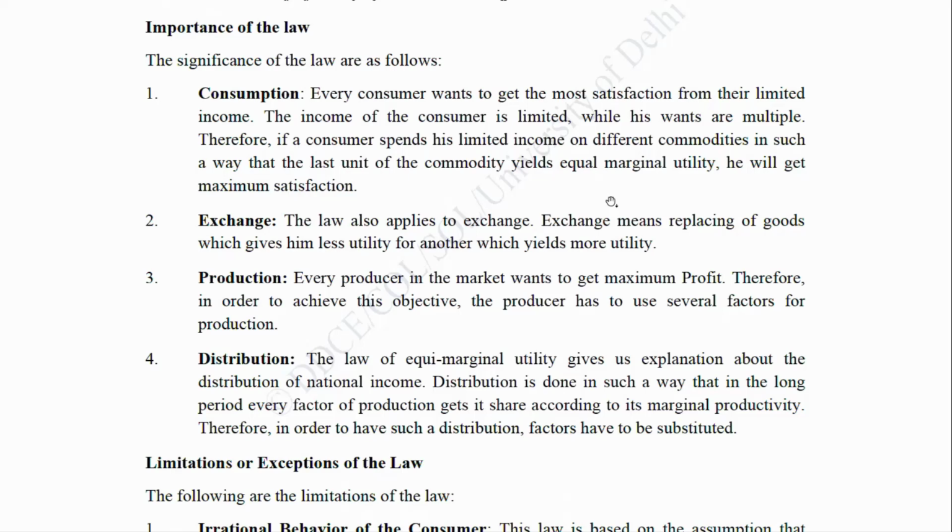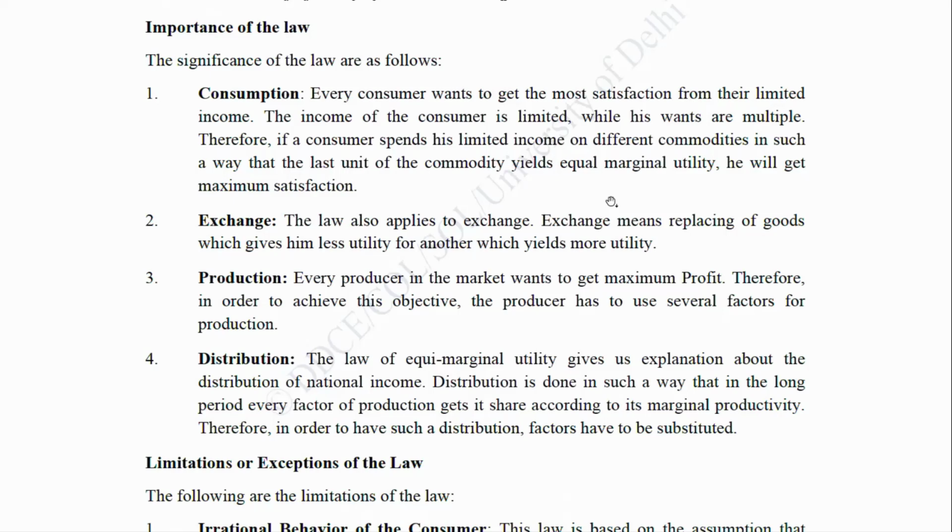Importance of the law. The significance of the law are as follows. First, consumption. Every consumer wants to get the most satisfaction from their limited income. The income of the consumer is limited, while his wants are multiple. Therefore, if a consumer spends his limited income on different commodities in such a way that the last unit of the commodity yields equal marginal utility, he will get maximum satisfaction.